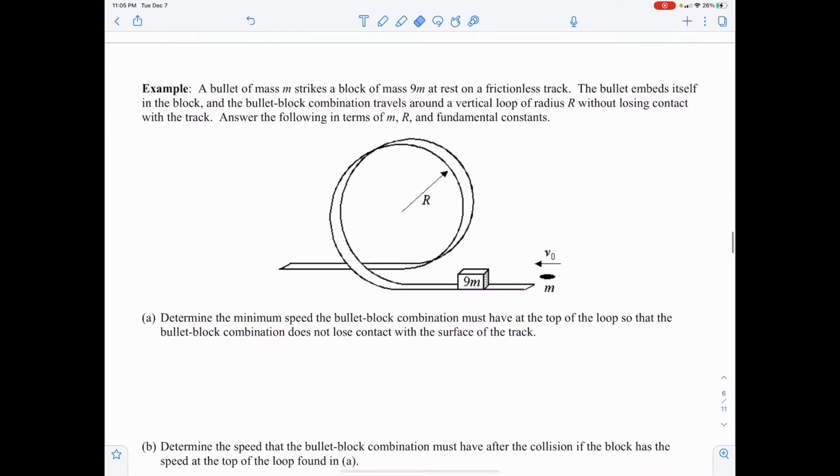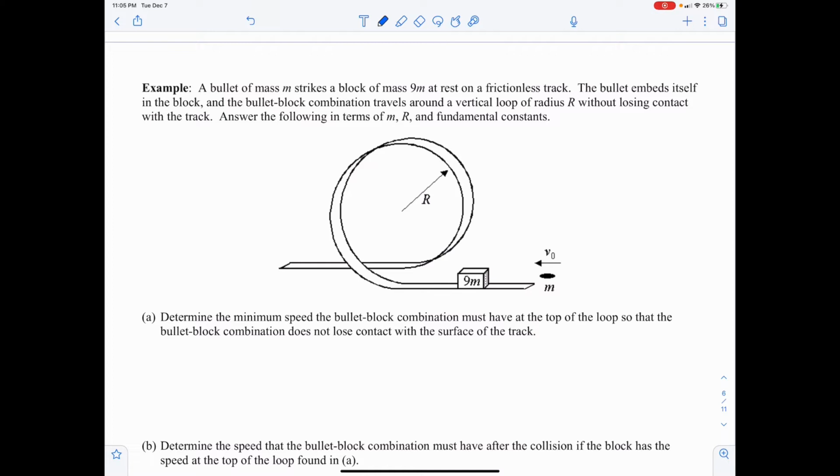Okay, let's take a look at the following example. A bullet of mass m strikes a block of mass 9m at rest on a frictionless track. The bullet embeds itself in the block, and the bullet-block combination travels around a vertical loop of radius r without losing contact with the track. Answer the following in terms of m, r, and fundamental constants.